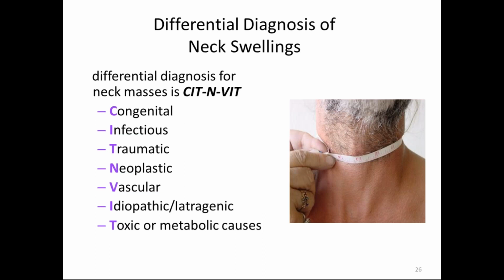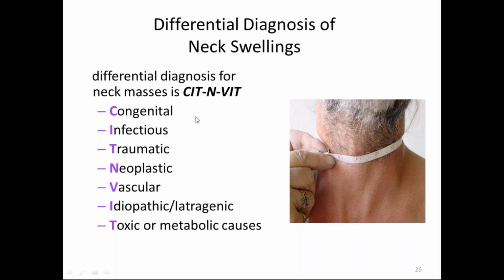So, a broad classification for the etiology part: obviously, the swellings will first be congenital. Either it might be due to infections, traumatic, neoplastic, vascular, idiopathic or iatrogenic. Next is the toxic or metabolic causes. So you need not use your whole brain to remember this. This is the common etiology for everything.